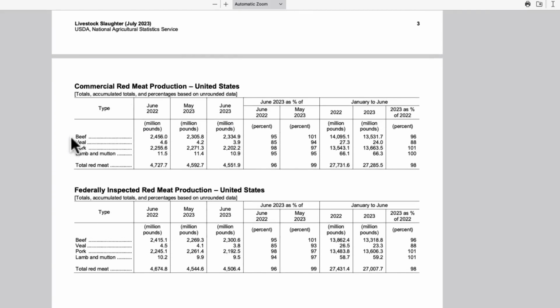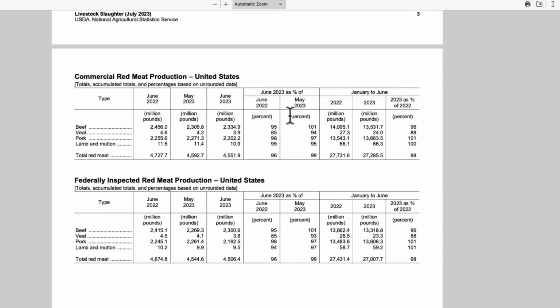June 2023, let's look at beef, 2,344.9. The month before was 2,305, so it was higher in June than May, but lower than the previous June. The next two columns, you could just jump right to there. It gives you a nice view of the trend, the year over year, the month over month. I don't know if I'd call it a trend, but the comparison. June 2023 is a percentage of June 2022, 95%. But it's 101% of the production of May 2023.